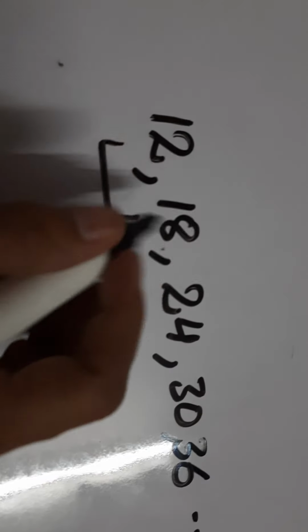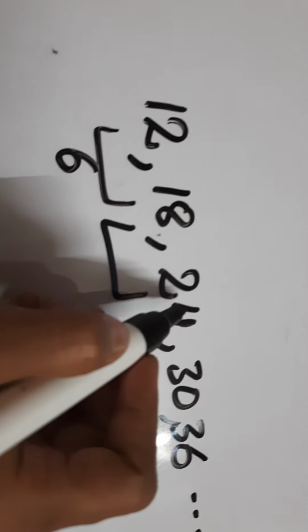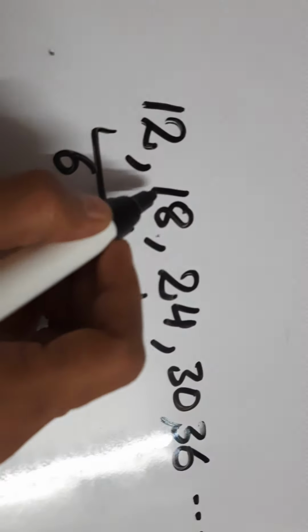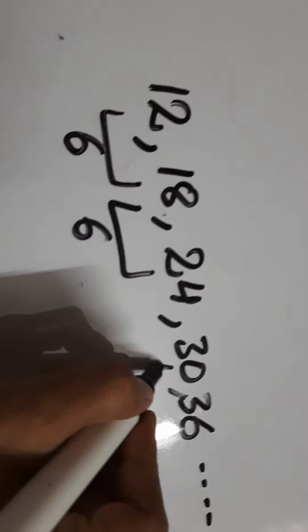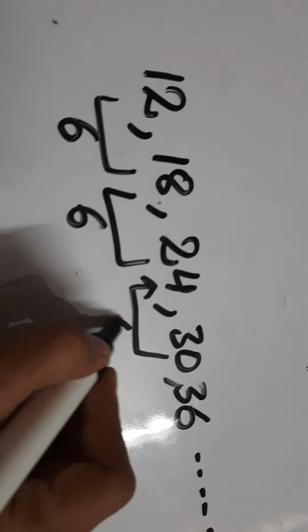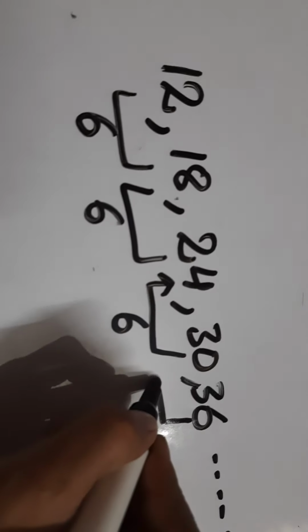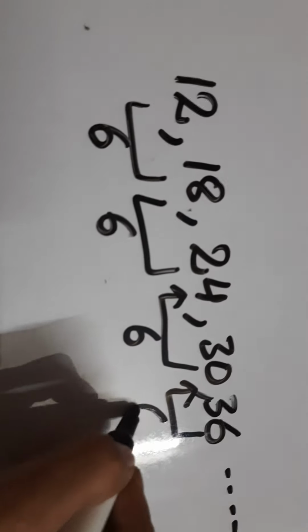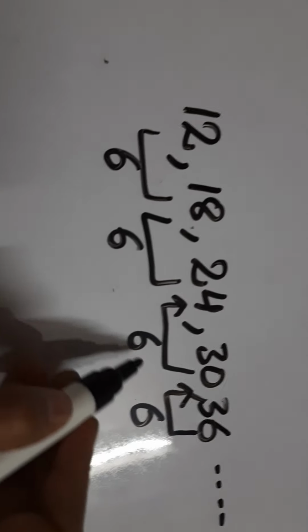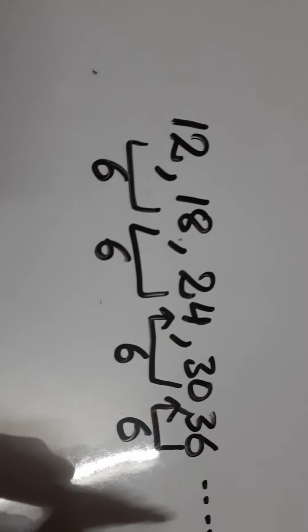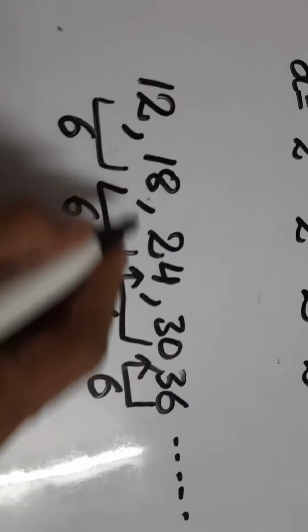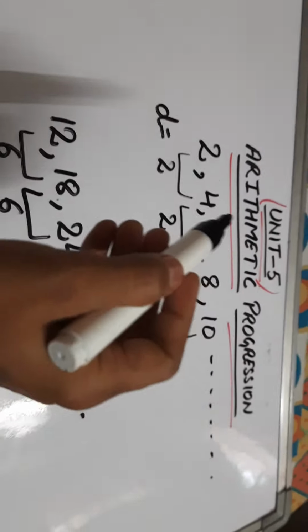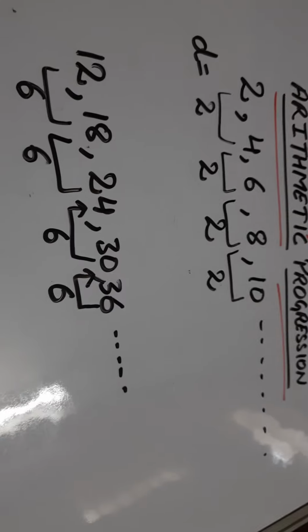Means 18 minus 12 is 6. Then 18 minus 24, no. Next term minus the previous term. 24 minus 18, again 6. 30 minus 24, again 6. 36 minus 30, again 6. If you get the difference among the consecutive terms as common, then we will call the given series of numbers an arithmetic progression. So I hope it is clear to you.